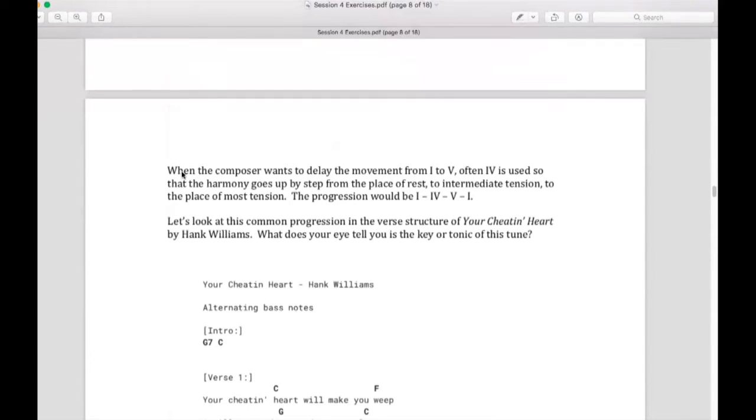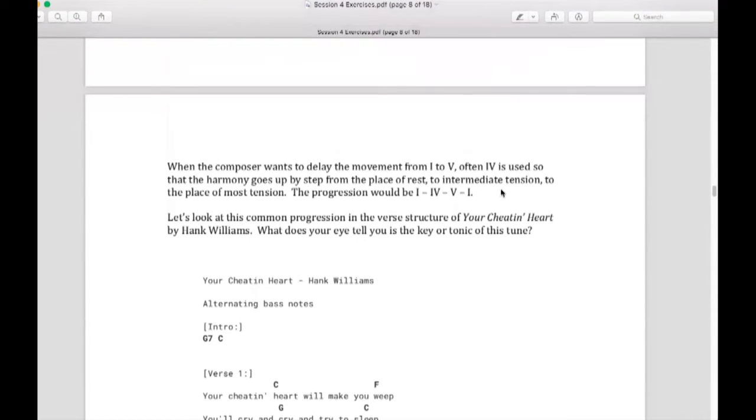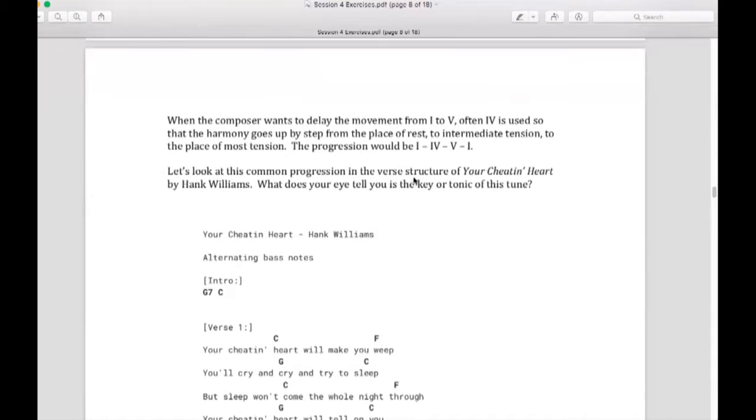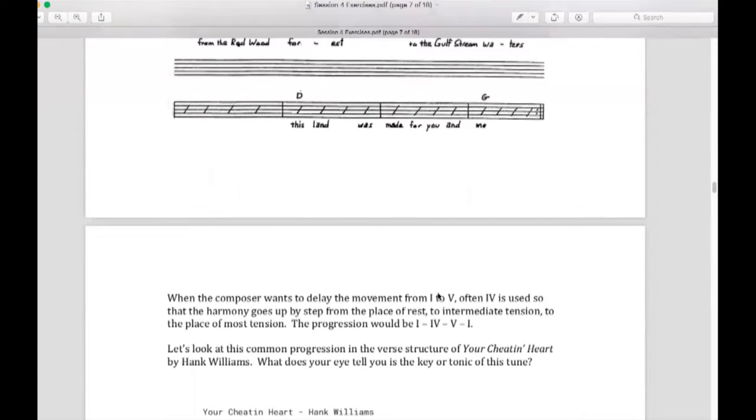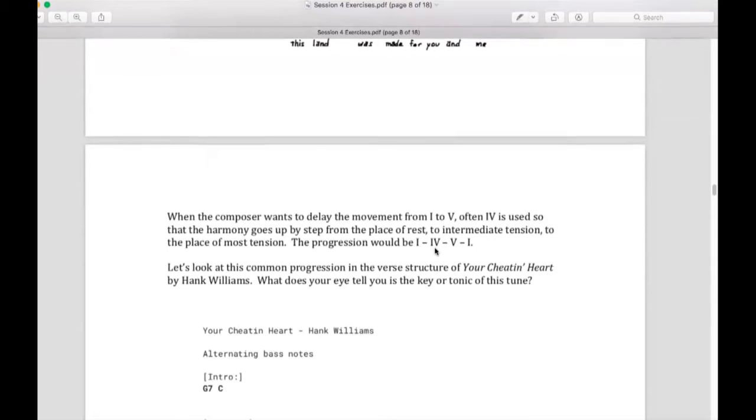When the composer wants to delay the movement from 1 to 5, often the 4 chord is used, so the harmony goes up by step from the place of rest to intermediate tension to the place of most tension. So the progression would be 1 going to 4, going to 5 to 1. Instead of 1, 5, 1, now we're going to go 1, 4, and instead of going back to 1 before we go to 5, we're going to 5. We have 1, step up further, and then back to 1.